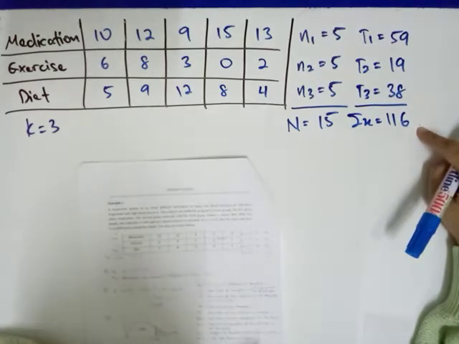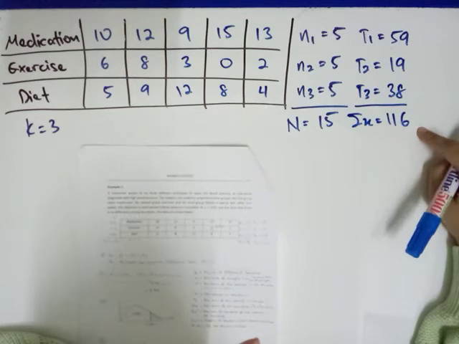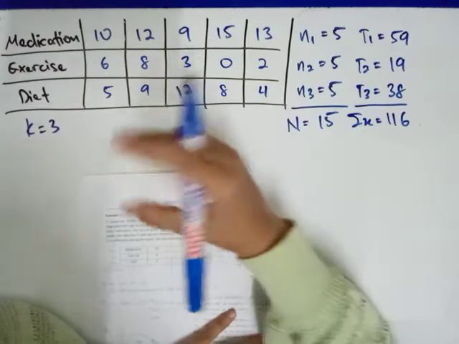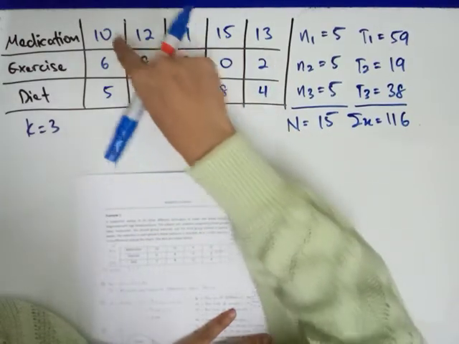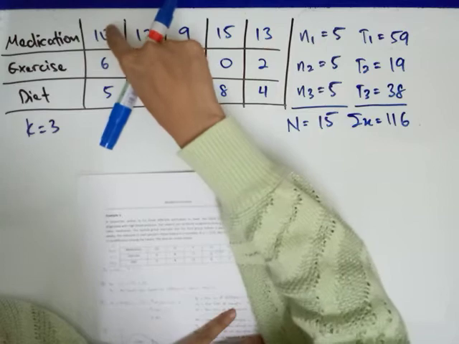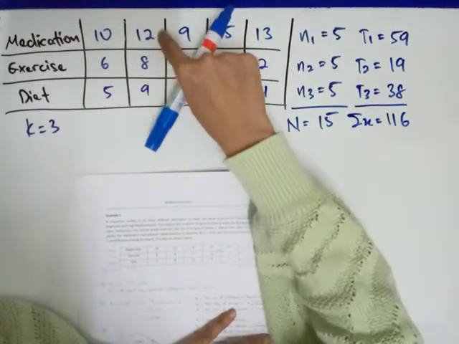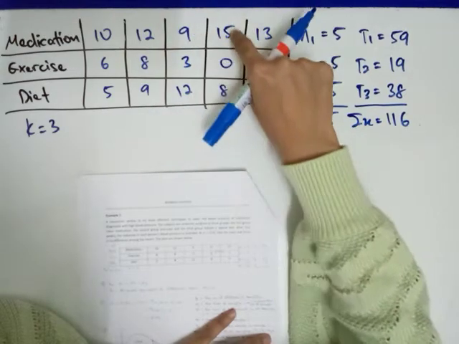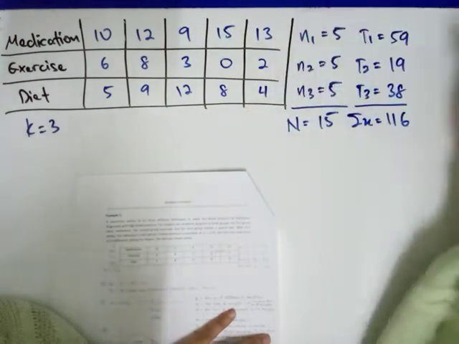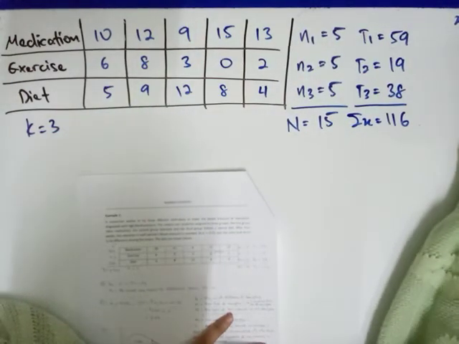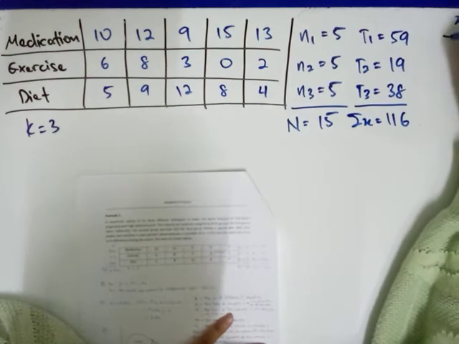And then the next term, total X square. How to find the total X square? You need to calculate the sum of squares of the values in all samples. So to get the value for total X square, you need to square each value in the sample. 10 square plus 12 square plus 9 square plus 15 square plus 13 square. So for X square of the first sample, you sum up and you will get 719.